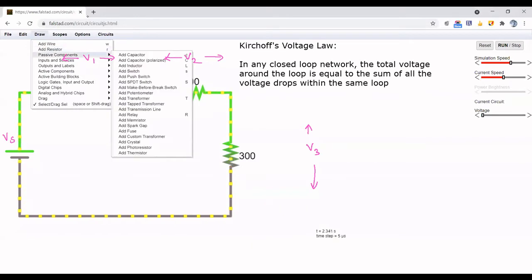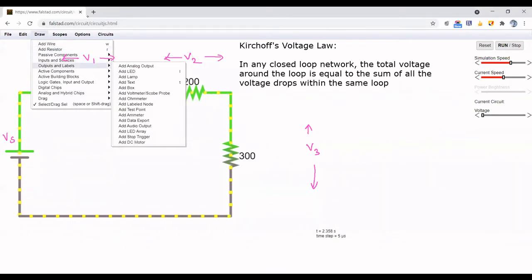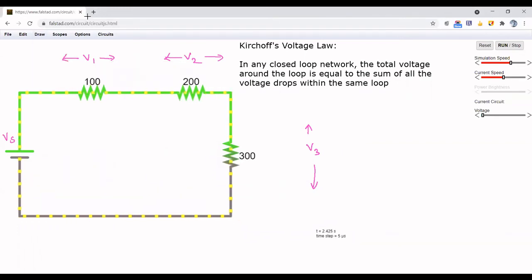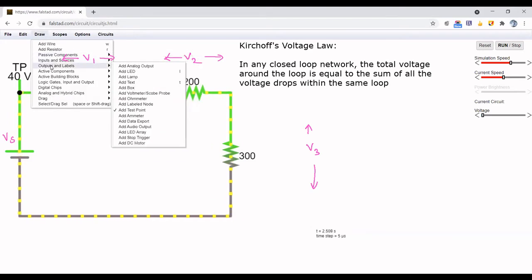In order to know the value of voltage, let me add a test point because it is not explicitly seen. So here I have a voltage of 40 volt. Now I am also supposed to know the value of voltages across the resistors, right? In order to calculate the drop.